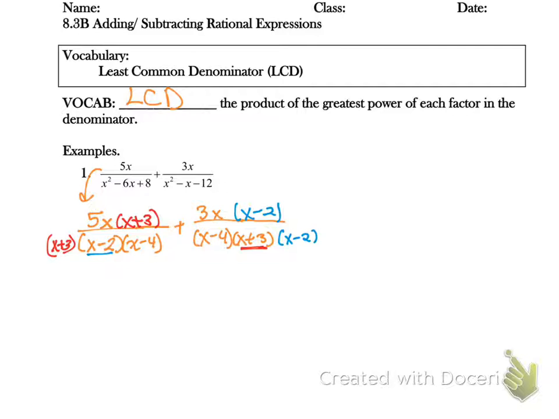Whenever we add fractions, we keep the denominator the same, which is why we made a common denominator. So we have x minus 4, x plus 3, x minus 2. And then on top, we have to distribute here. So it's going to be 5x squared plus 15x plus... In this other fraction, we have 3x squared minus 6x.